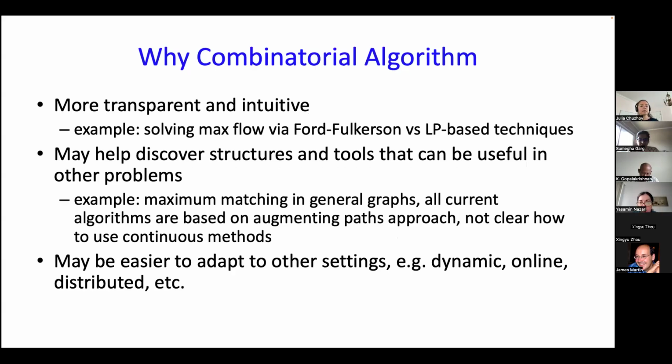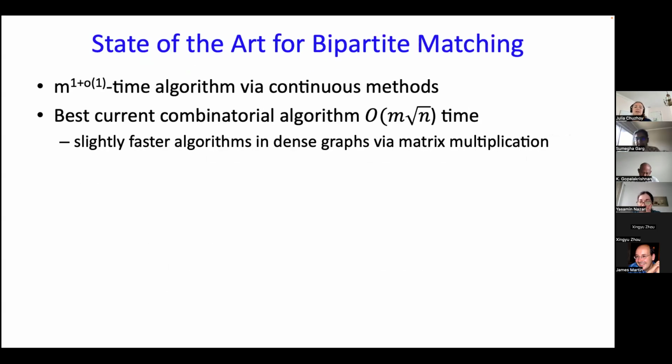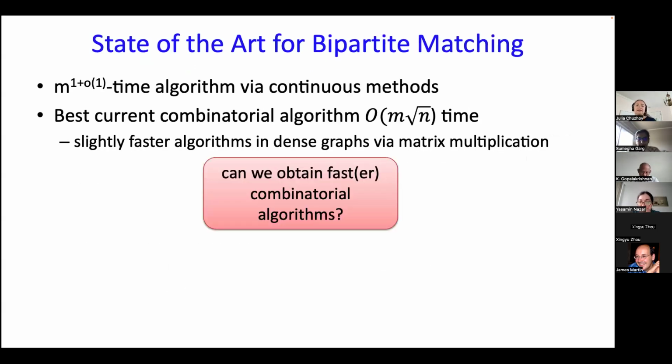And lastly, flows, matchings, and all these problems are really basic, and they arise in all kinds of settings and need to be solved in all kinds of settings, not just the standard classical one, but also in dynamic, online, distributed, and so on. And in some of these settings, it can be more challenging to adapt the continuous techniques, while combinatorial techniques often just fit in naturally. So with this motivation in mind, we ask again this question: can we get faster combinatorial algorithms for bipartite matching? And in today's talk, we'll see that the answer is yes.